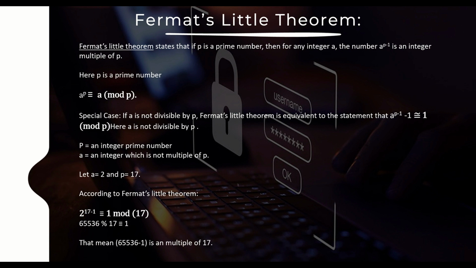P equals an integer prime number. A equals an integer which is not a multiple of p. For example, let a equals 2 and p equals 17. According to Fermat's little theorem, 2 to the power 17 minus 1 is congruent to 1 mod 17. 65,536 mod 17 equals 1. That means 65,536 minus 1 is a multiple of 17.